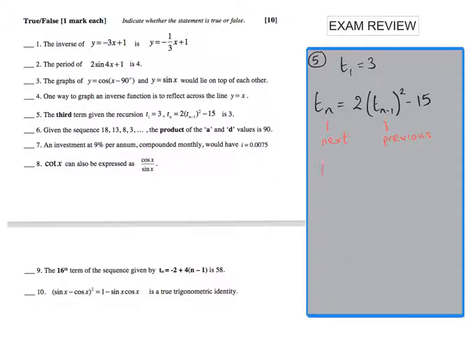So therefore we know that T2 will be the next term. It'll be 2 times the previous term squared, which is T1, and then minus 15. And 9, 18, so the next term is 3. T3 is going to be 2 times the previous term, which is 3 in here, squared, minus 15, and I think you'll find the same answer, which is 3. And therefore we can see the answer is true because it gives you the choice of saying it's 3.